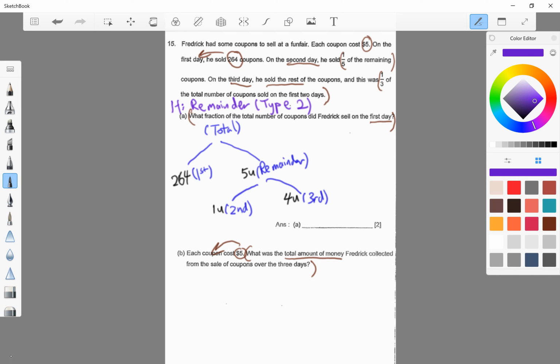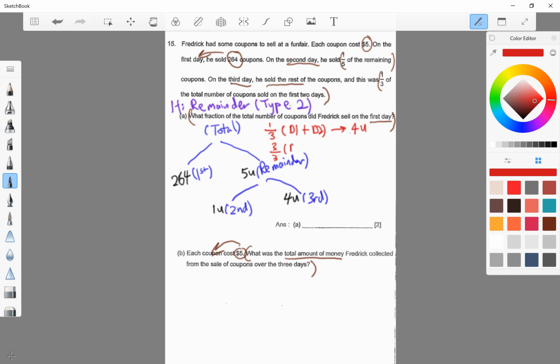Okay, so moving on, I will write my equation that 1/3 of D1 plus D2 has got to be 4 units. Okay, because they say on the 3rd day he sold the rest of the coupons, 1/3 of the total. Then what about day 1 plus day 2 combined? That has got to be 3 out of 3.